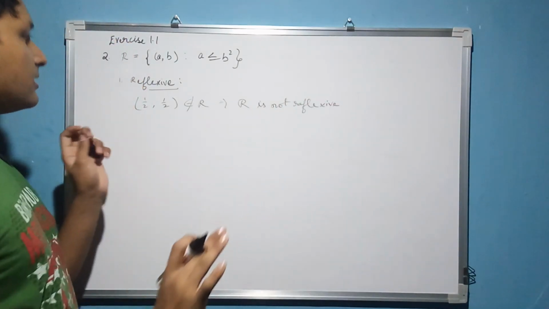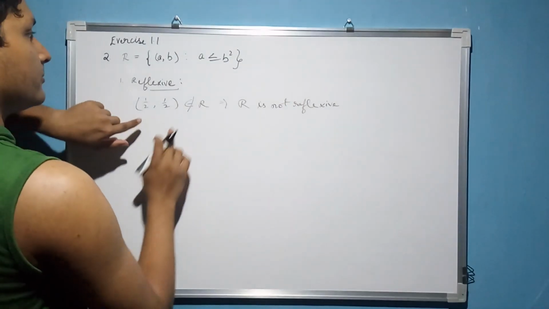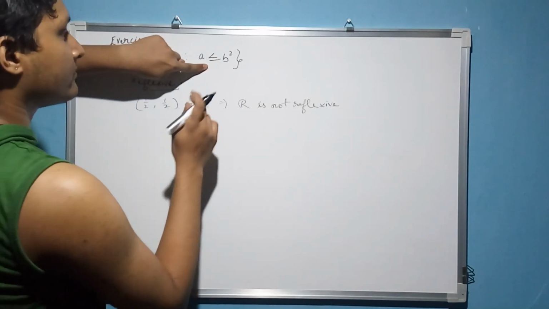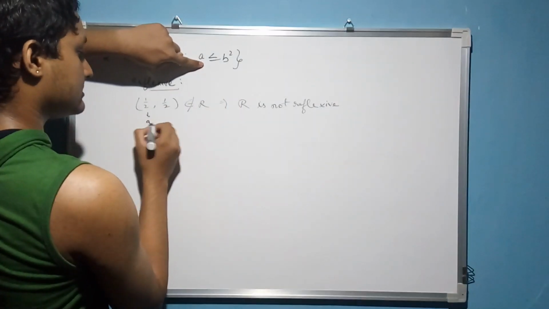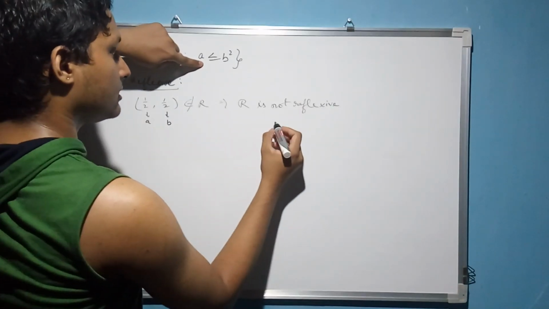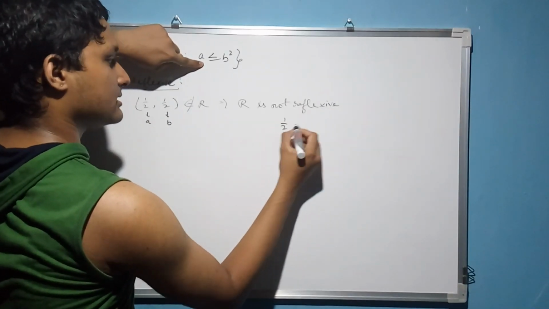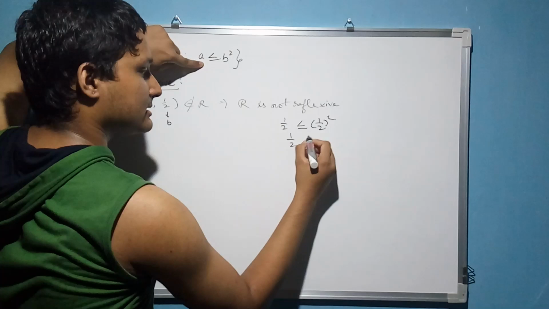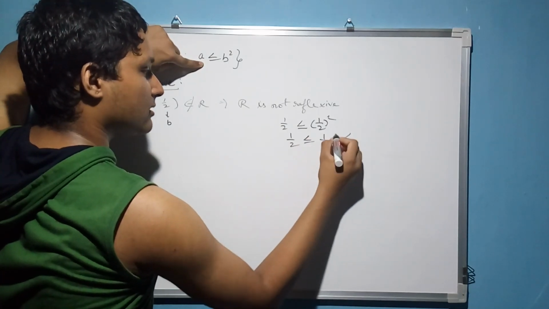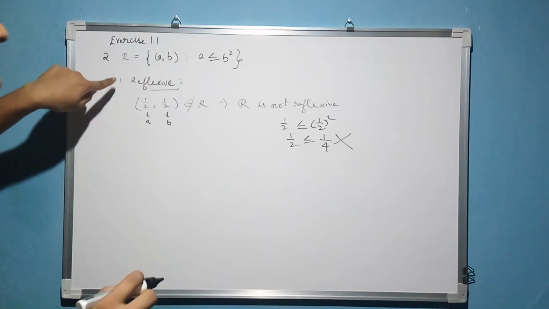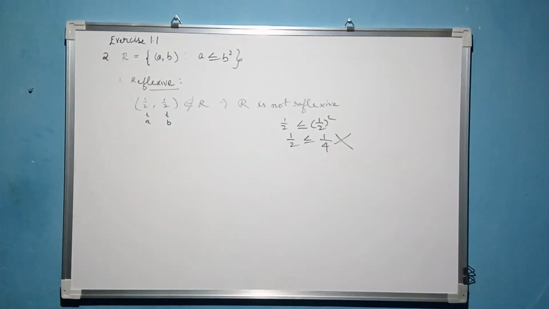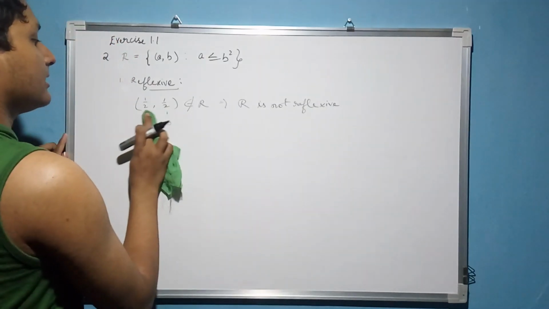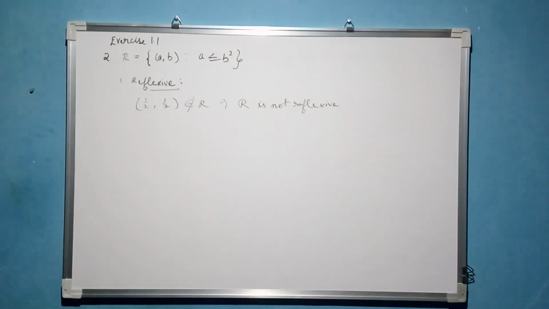I think this much is enough. I'll just explain how we get it. (a, a). Let me apply this condition and see. If this is a and this is b, a should be less than or equal to b square. Half is less than or equal to (1/2) whole square. That is 1/2 less than or equal to 1/4. But this is wrong. Therefore, it does not belong to the relation R. This much is what you need to understand, and I think this much is enough if you write.